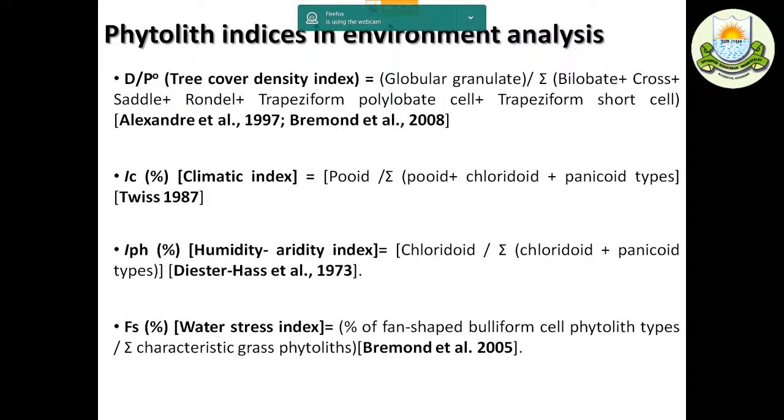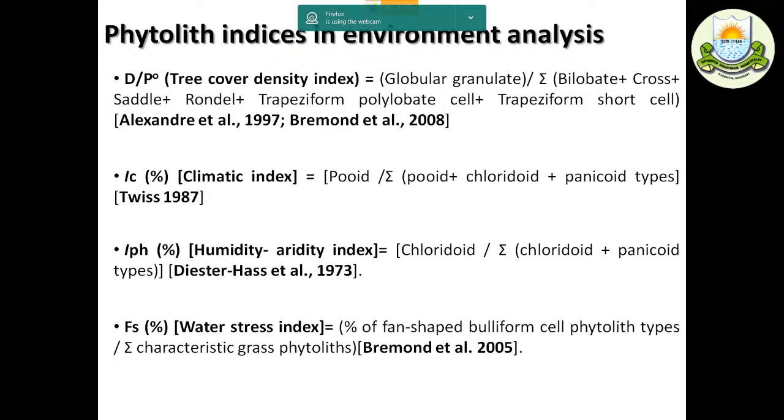It is the proportion of the pooid and chloridoid and other C4 grasses, so that we can have an idea whether during the time of deposition in the past the grassland was dominated by the cool loving or warm loving grasses, that is the C3 or C4 grasses. Now further, the C4 grasses can be discriminated whether they were warm and humid loving or warm and dry loving grasses on the basis of this IPH, which is the proportion of the chloridoid and panicoid types.